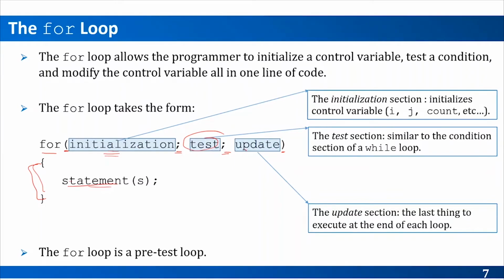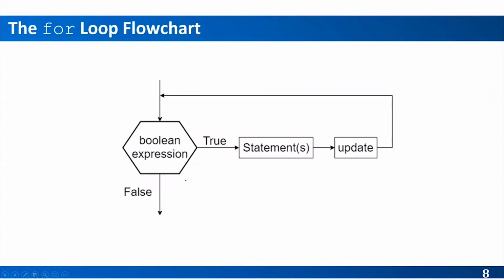Then the update is the part where you update the counters that you initialized here. If you remember again, for the while loop, int I is equal to 0, while I is less than 100, and then at the end, to make it not an infinite loop, we have to increment I by saying I++. That process of incrementing I is called the update. And then the statements, it could be any statements you have. Now, the for loop is a pre-test loop, and to understand this further, I will show you an example and explain why it's a pretest. Here is the flow chart of a for loop.